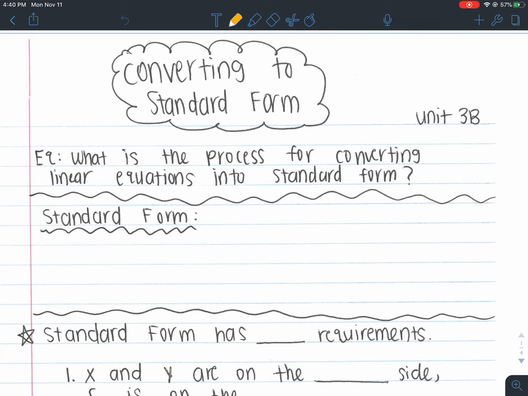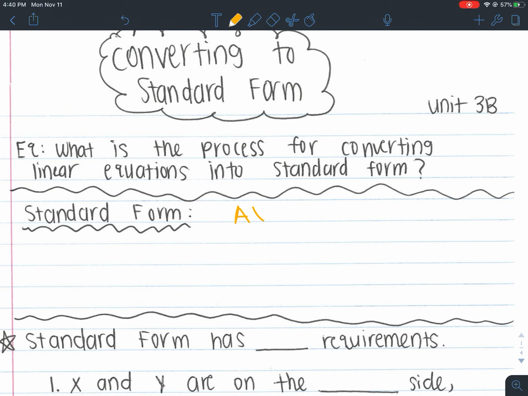Hey guys, welcome to the notes for converting to standard form. We are in Unit 3B. Our essential question is, what is the process for converting linear equations into standard form? So we have spent this unit in 3B talking about point-slope form and slope-intercept form, and now we're going to talk about standard form. We hit on it a little bit already, but we're going to go ahead and review.